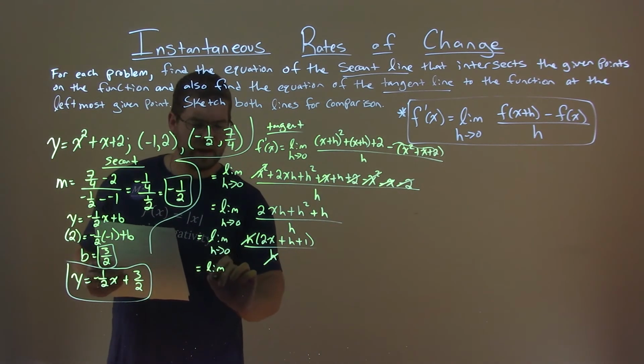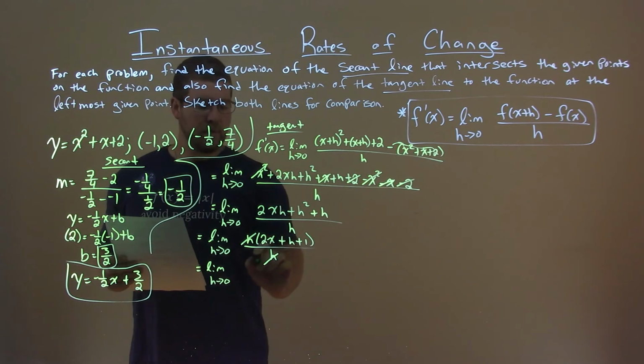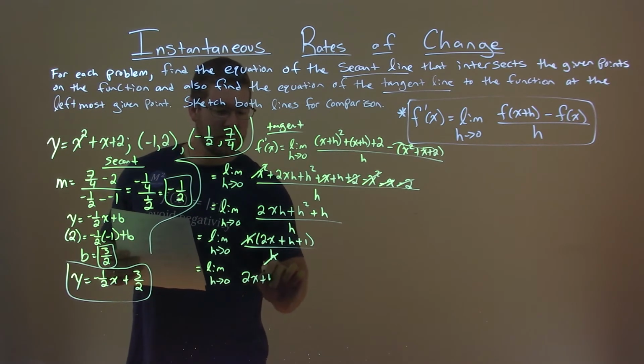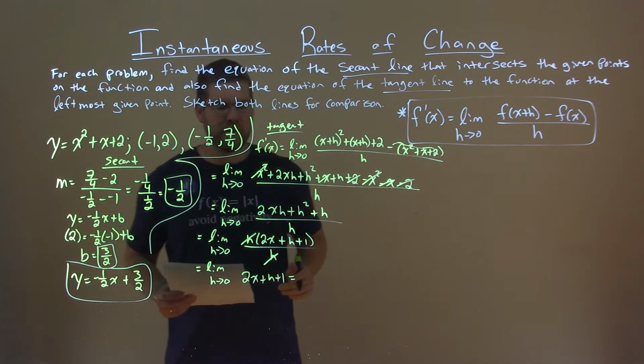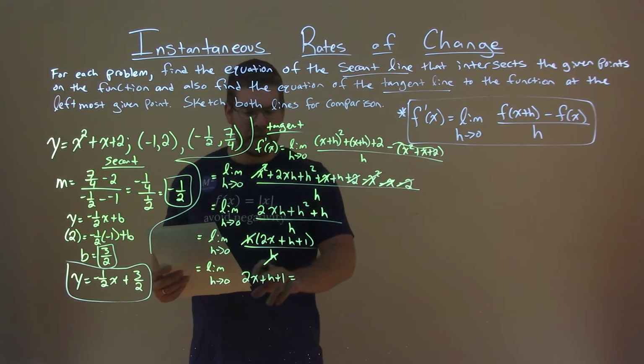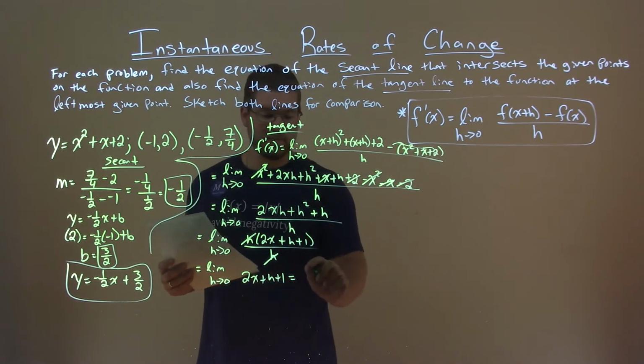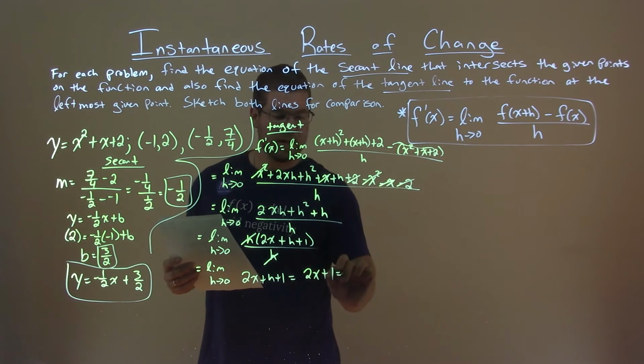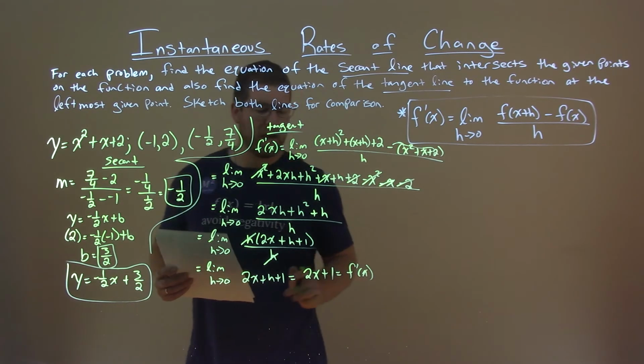We have the limit as h approaches 0, and we just have 2x plus h plus 1, and it's at this point that we can take the limit directly. Taking the limit directly, we plug 0 in for h, we just get 2x plus 1, and again that's equal to our f prime of x.